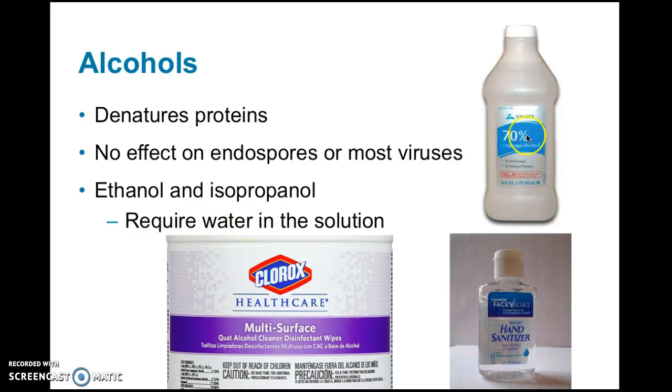These are some examples. 70% isopropyl, that is your rubbing alcohol that you can just get at a drugstore. Hand sanitizer has alcohol in it. Clorox you might associate with bleach, but they also make a combination. If you notice this, it says quat alcohol. So this is a combination. It's using the alcohols as well as those quaternary compounds.